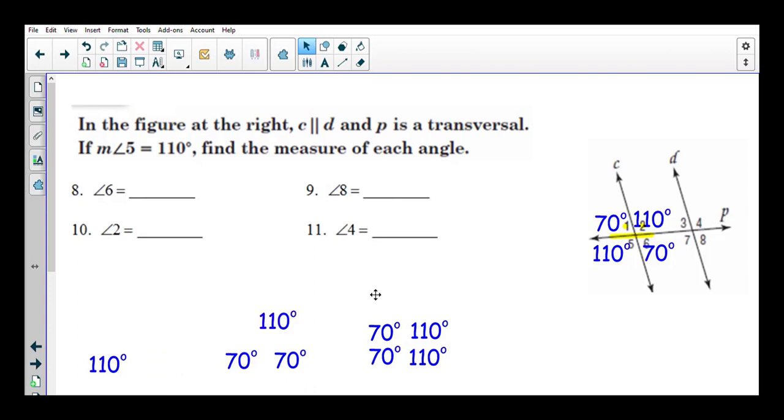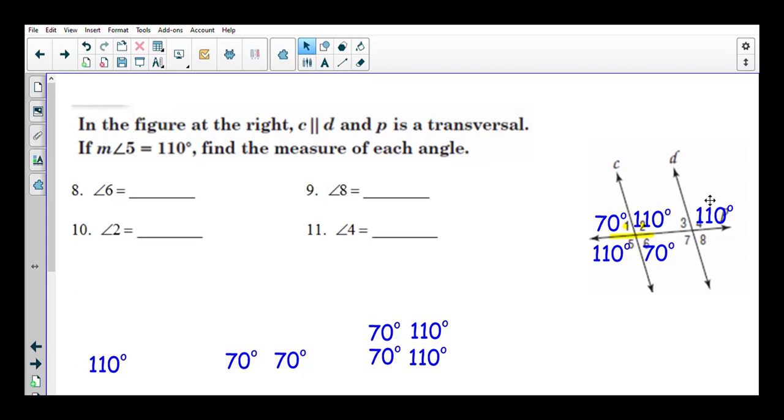That means they're congruent to each other. They're corresponding angles, so these guys are both going to be 110. Also, angle 4 and angle 5 are alternate exterior angles with each other. I know it looks kind of weird because it's sideways, but they're also going to be congruent to each other.